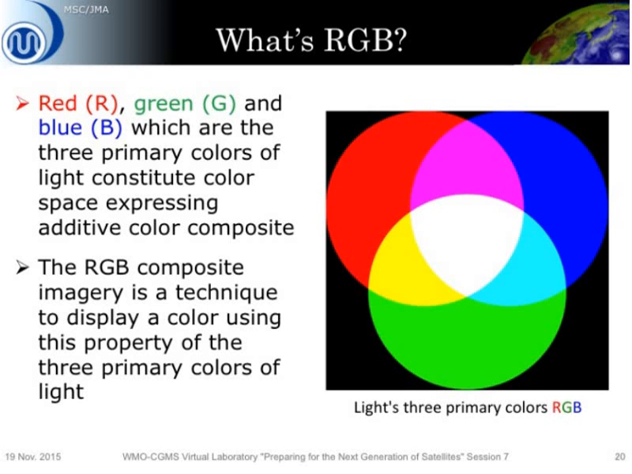This figure shows the three primary colors of light, red, green, and blue, and their additive colors. The RGB composite imagery is a technique to display a color using this property of the three primary colors of light. In other words, you can depict all the colors by adding these three primary colors at an appropriate proportion.